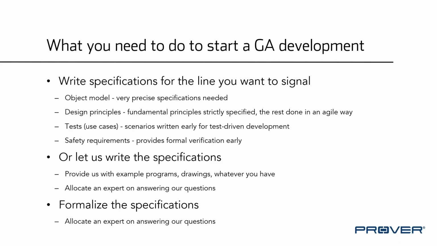And if you want to start a GA development process, you need to write some specifications for the line you want to signal. The object model first is a very precise specification of all the interfaces. And this is very important to do early on, because the interfaces will be used by all involved staff in these projects: developers, testers, and everyone that's supposed to contribute in some way. So this must be very precise. And the advantage of the object model is also that you don't need to know many details in order to be able to specify the object model thoroughly.